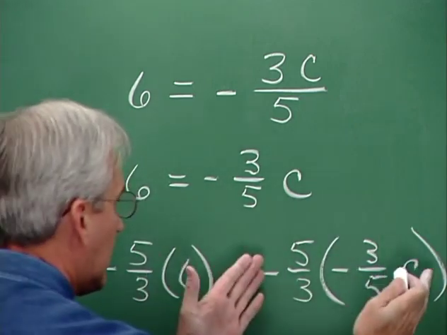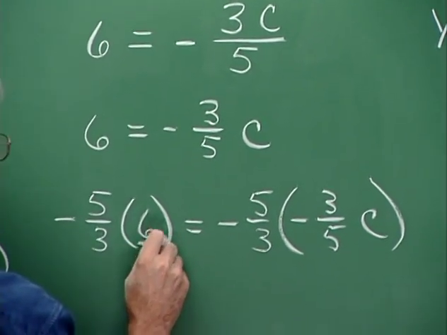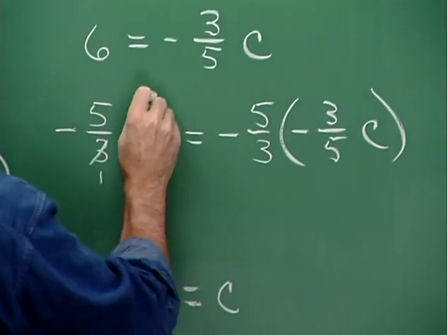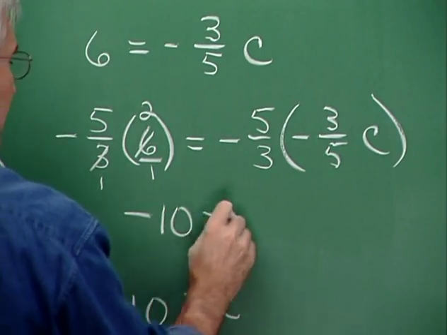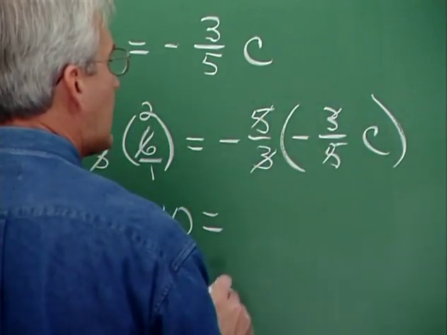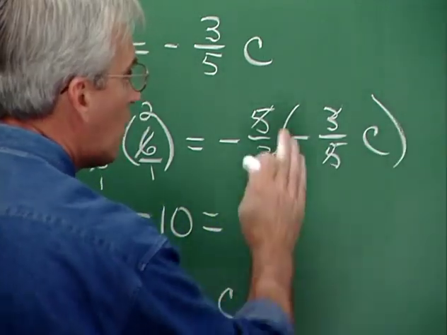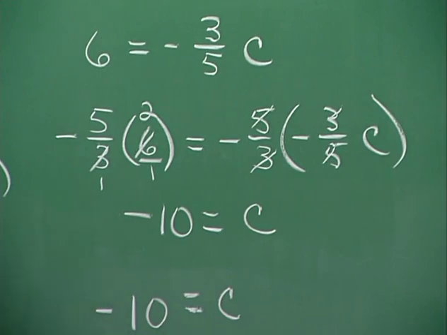And everything's going to clear on the right. And we'll go through that multiplication in a moment. But think about 6 as 6 over 1. 3 into 3, 1. 3 into 6, 2. So we have negative 5 times 2 is negative 10. And on the right, negative times negative is positive. The 5's cancel, the 3's cancel. When the smoke clears, we have 1. 1c is simply c. So c is equal to negative 10 any way we look at it.